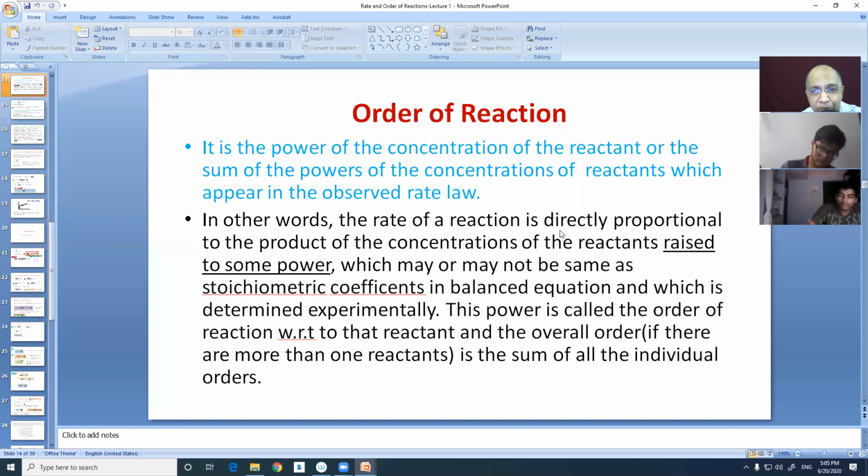It is the power of the concentration of the reactant or the sum of the powers of the concentrations of the reactants which appear in the observed rate law. I'll tell you what is rate law. Don't worry about it. Just write down. That's what I need. Only that part. Nothing more than that. Then listen to me.